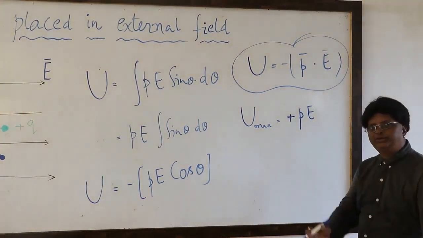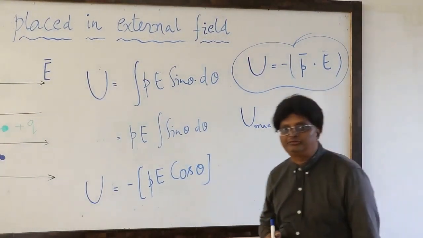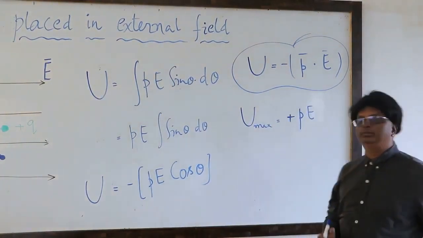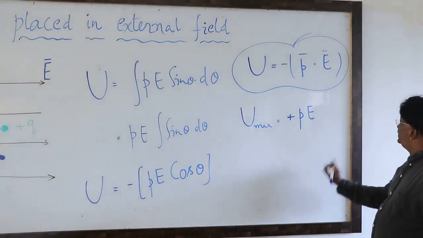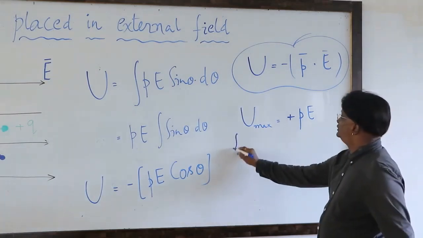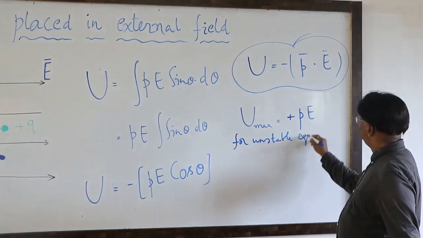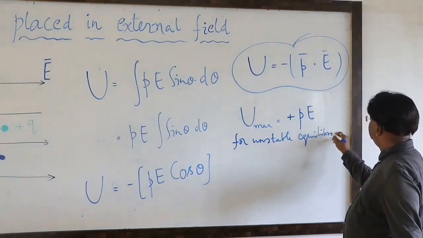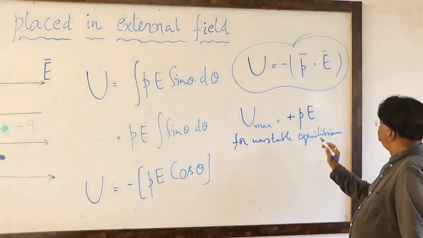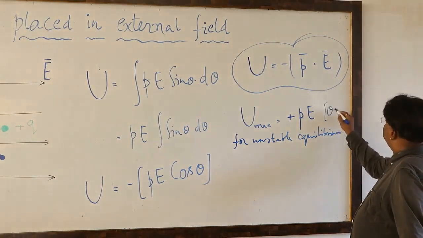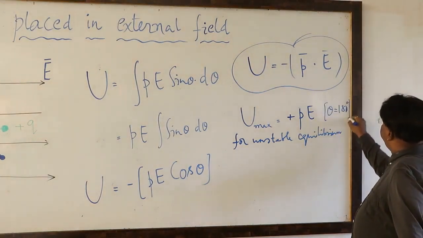What is the theta equal to 180 degree position? We have learned the terminology of unstable equilibrium. So U maximum is plus PE for unstable equilibrium, theta is equal to 180 degrees.